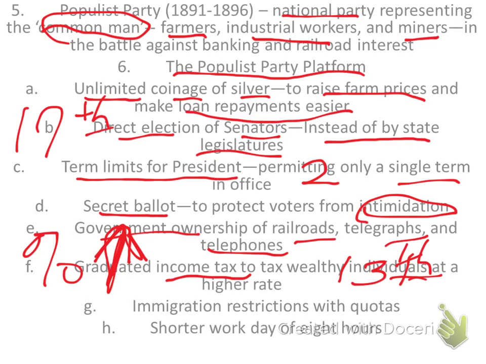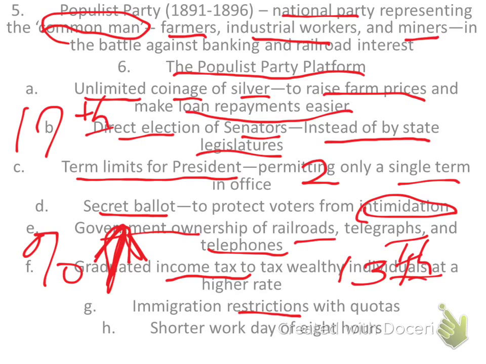G, restrictions with quotas on immigration. We've already seen this. We've already talked about this in previous chapters. We have several laws passed in the 1920s to place quotas on people coming to our country. We have the Chinese Exclusion Act of 1882, the first time we begin to limit immigration to our country. And today, those quotas are still in place.